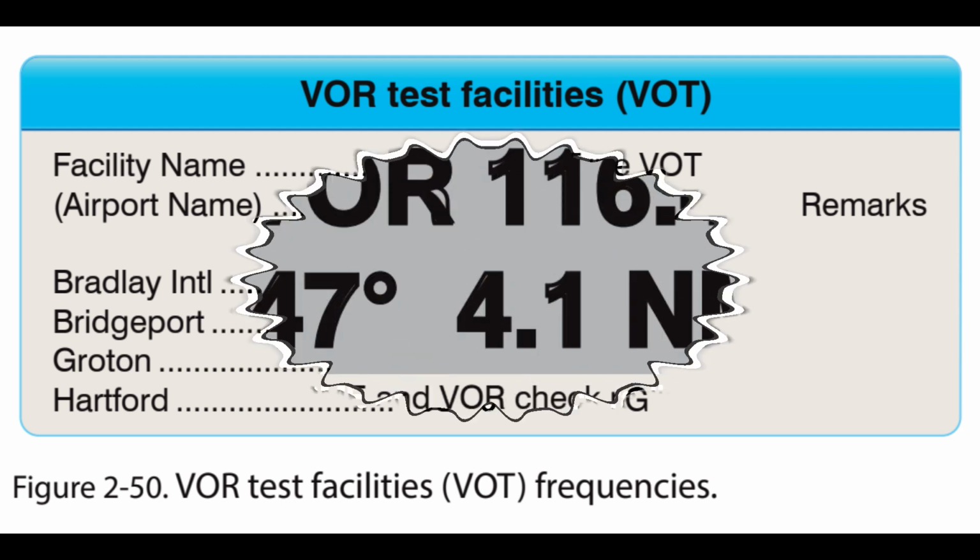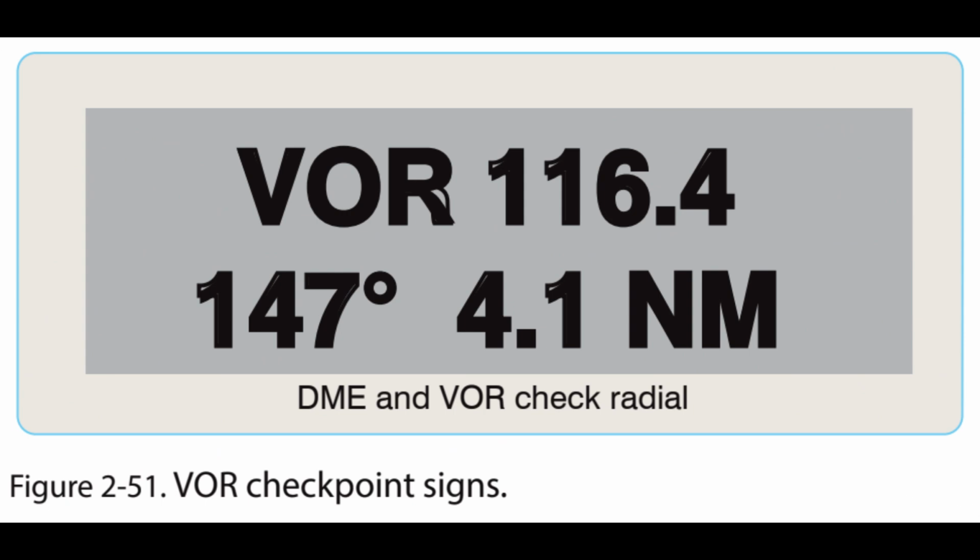VOR checkpoint signs. Many aerodromes have VOR checkpoint signs that are located beside the taxiways. Figure 2.51. These signs indicate the exact point on the aerodrome that there is sufficient signal strength from a VOR to check the aircraft's VOR receiver against the radial designated on the sign. Listed below are the steps to use at a VOR checkpoint.